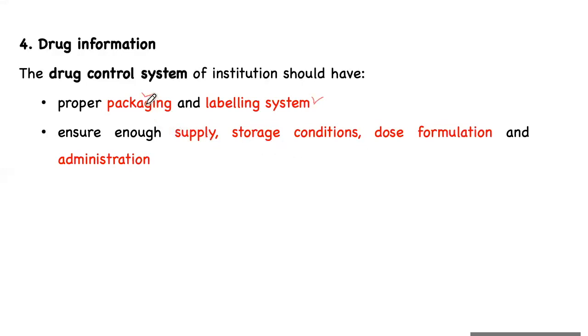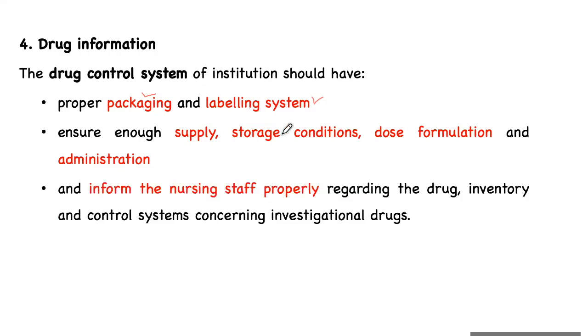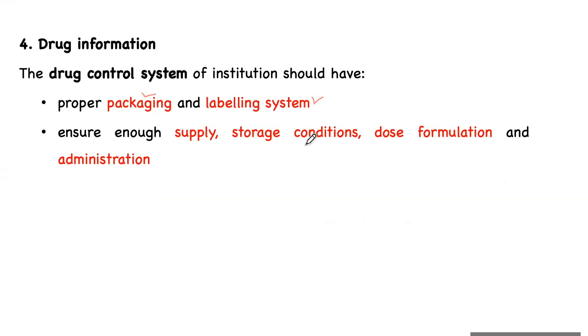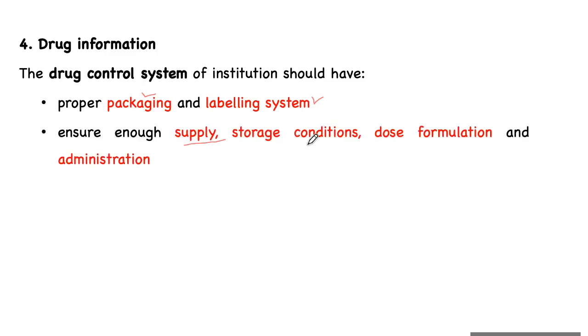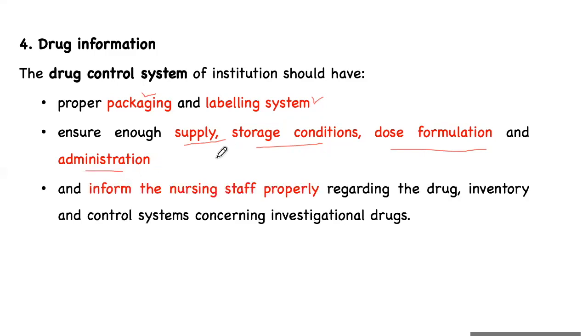Okay, so in order to avoid that, drugs should be provided with the proper packaging. The labeling should be provided so that adequate information related to that drug is available. In addition to that, you should ensure enough supply of the drug, so that when you start the treatment, there should not be any disturbance related to that particular medicine. Then storage condition you have to provide. Dose formulation, what type of dose or how much drug is to be given, the frequency of the dosing, administration procedure. So all this information has to be provided in the form of the label.